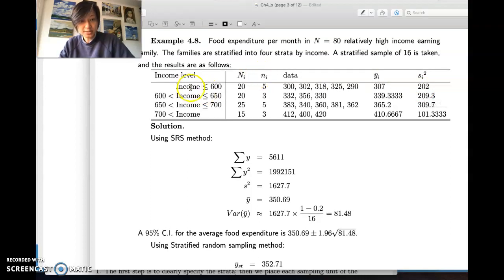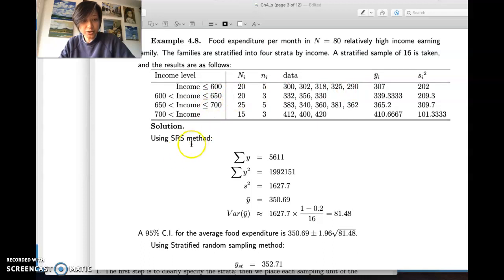Okay, so we can see again under stratified random sampling, we divide the population into 4 strata, and then within each of the strata, we conduct a simple random sampling. That's why we have the sample average, and then we have the variance within the stratum.